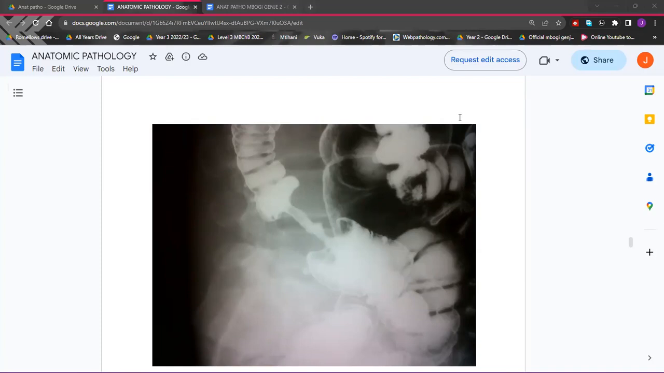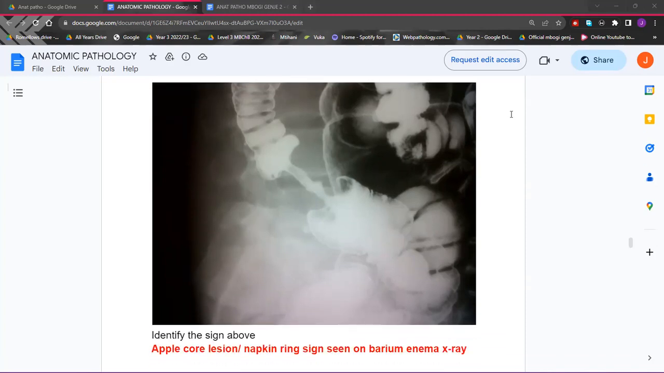So this is what you call the napkin ring sign or the apple core lesion on barium enema X-ray, and it usually signifies colorectal carcinomatosis. The reason we come up with that is because when you have some colorectal malignancies, especially on the right side or the upper, it usually forms this kind of appearance.